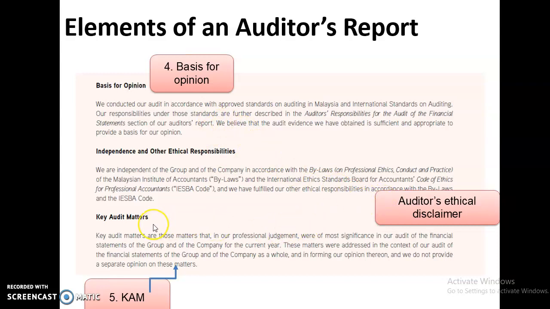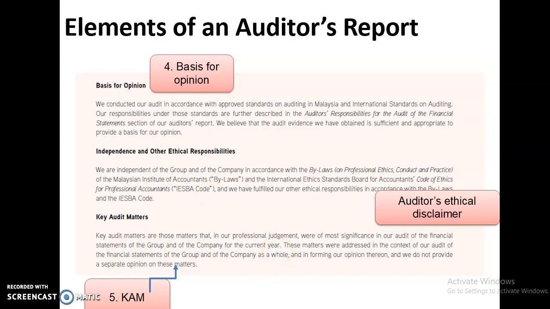And then we have included another paragraph on key audit matters. Now, key audit matters is basically matters in our professional judgment as auditors, significance in our audit of the financial statement for the current year, either for the group or even for the company. So that's why we have to express it in the report.